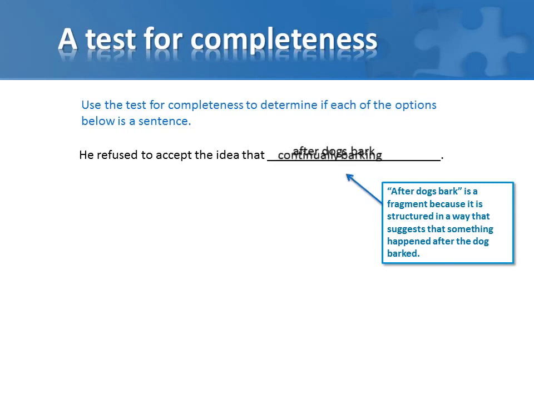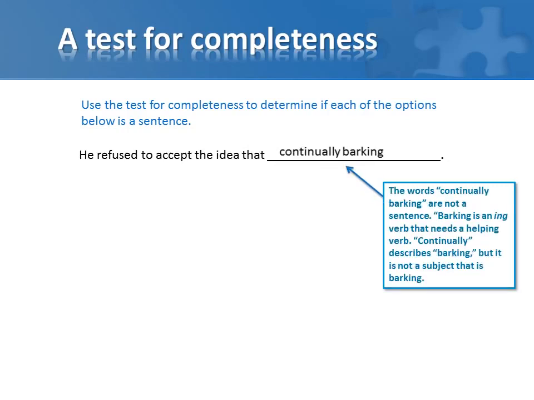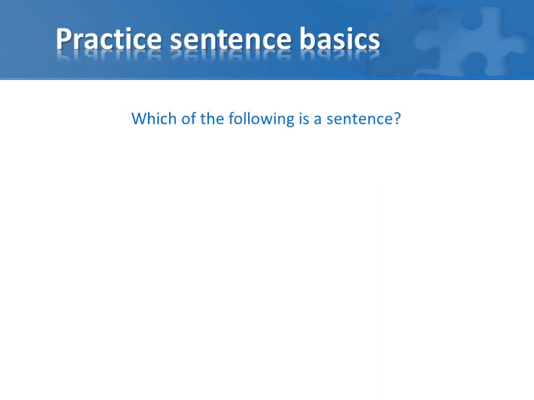Finally, we have continually barking. He refused to accept the idea that continually barking. This doesn't sound right or make sense, and in fact, we have an ing verb without a helping verb and no subject, so continually barking is not a sentence. So let's practice what we've just learned. Try to identify which of the following is a sentence.